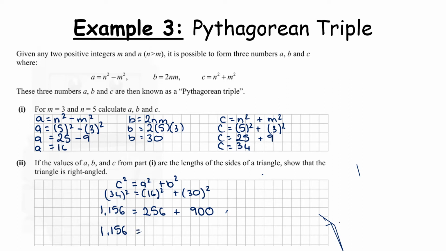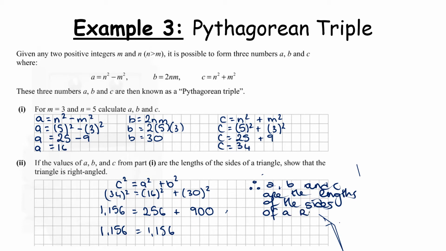1156 equals 1156. Therefore, a, b and c are the lengths of the sides of a right angle triangle.